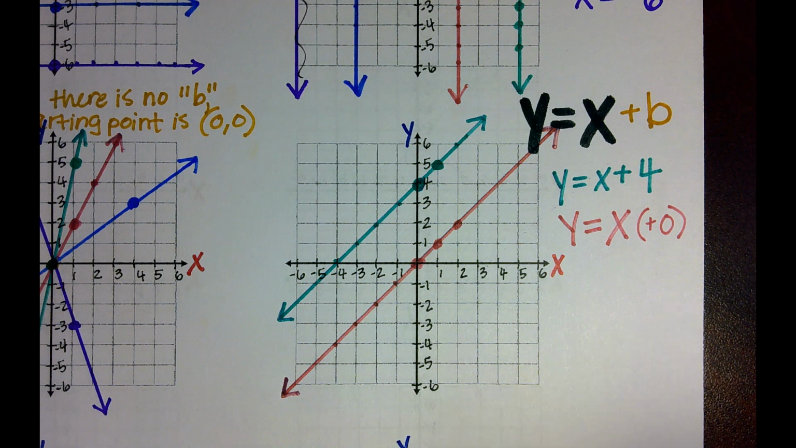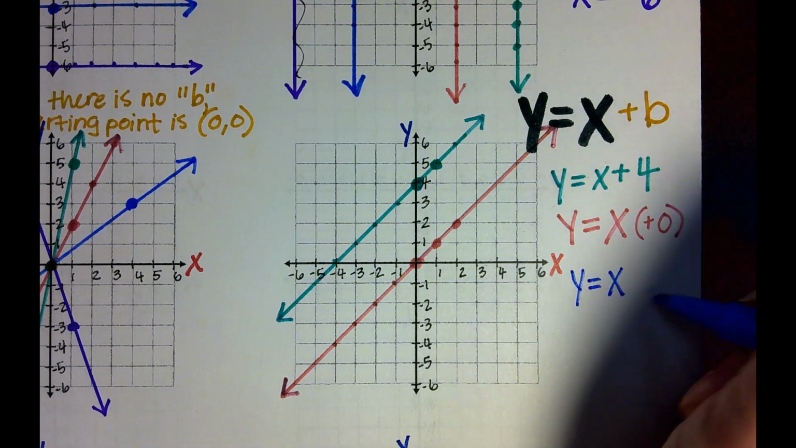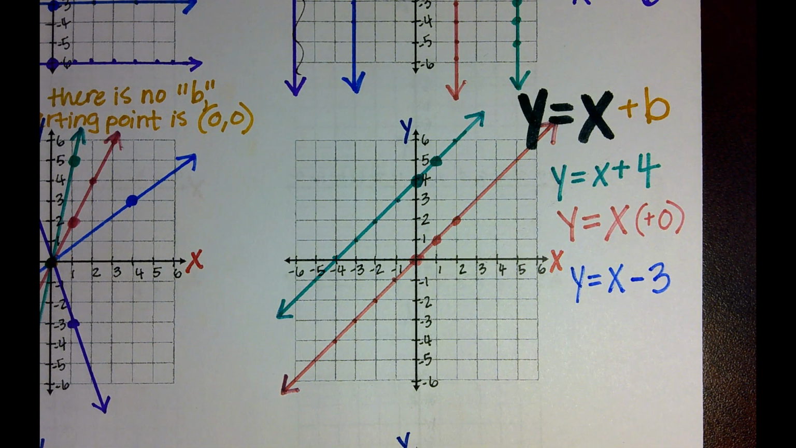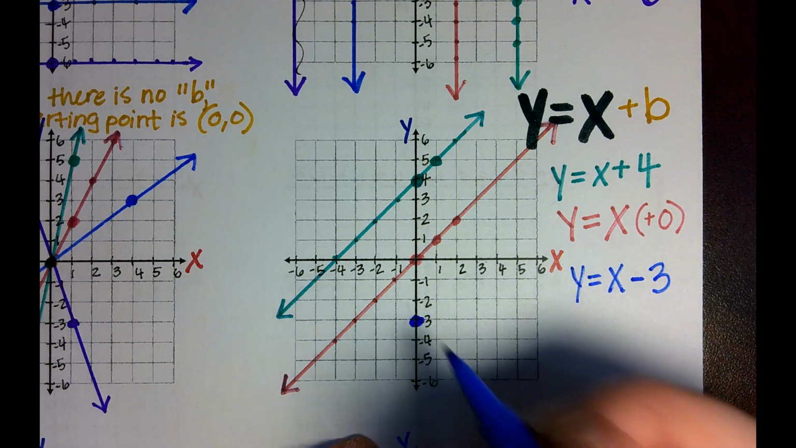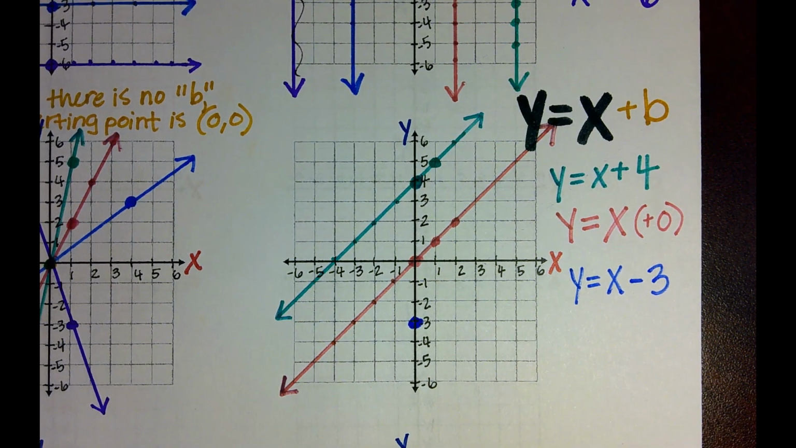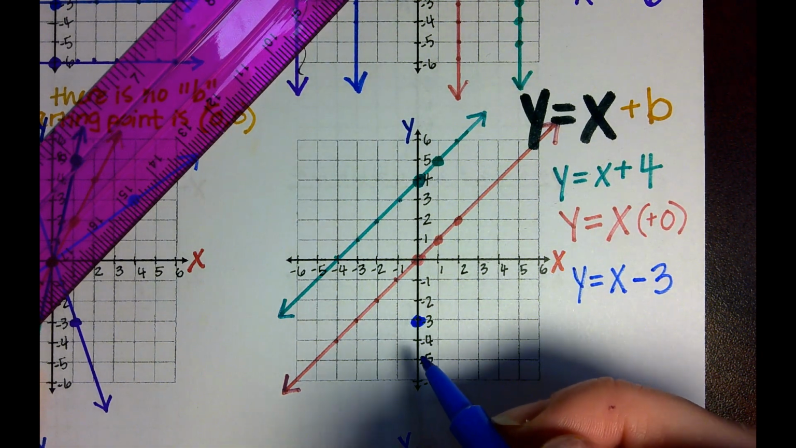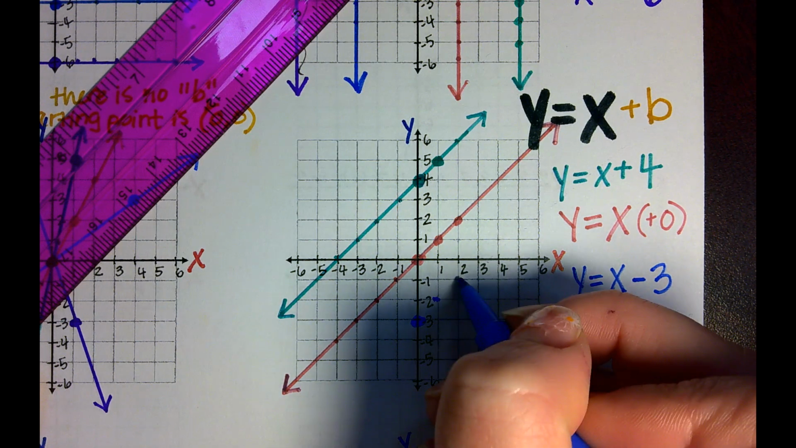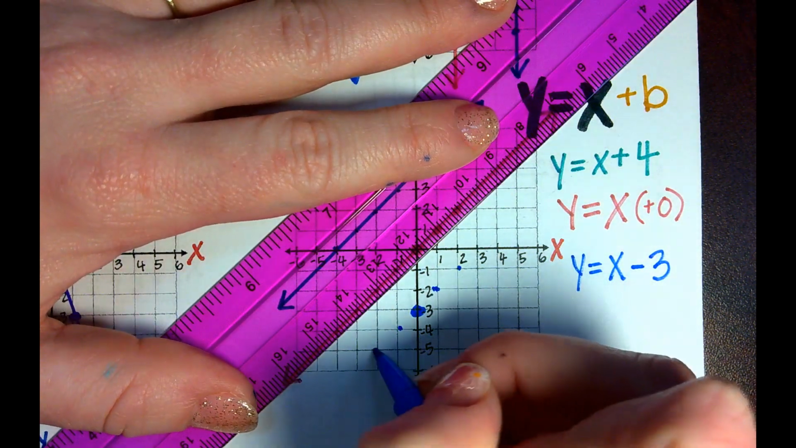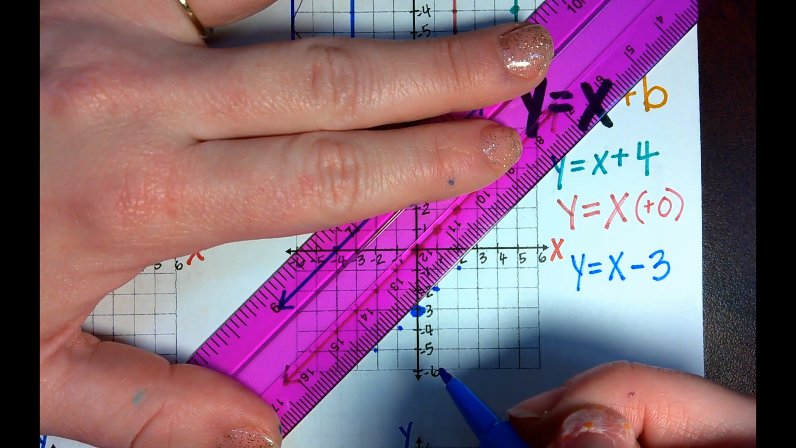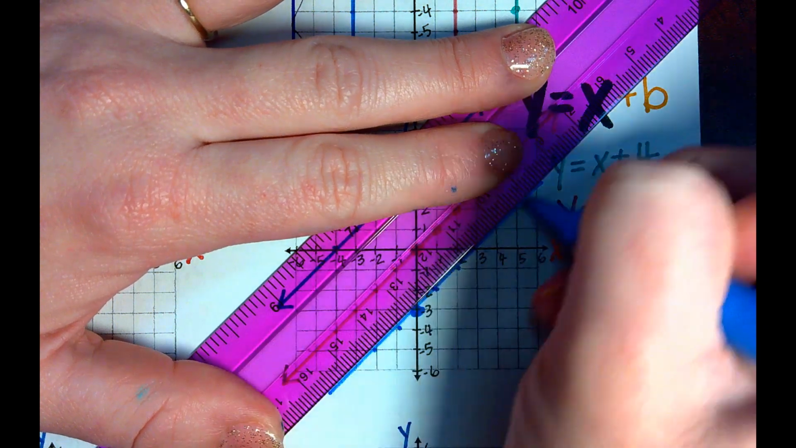And we'll just do one more of these. How about y equals x minus 3? Yes, thank you. Negative 3 on that y-axis. That's where we will start. And then what? Good. Up 1 over 1. There we go.